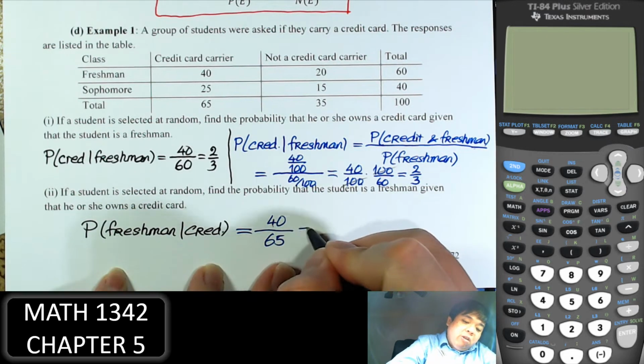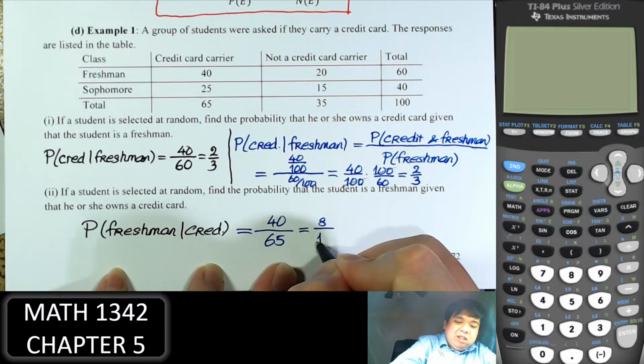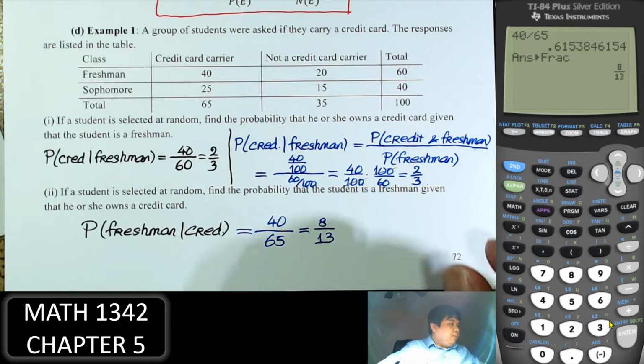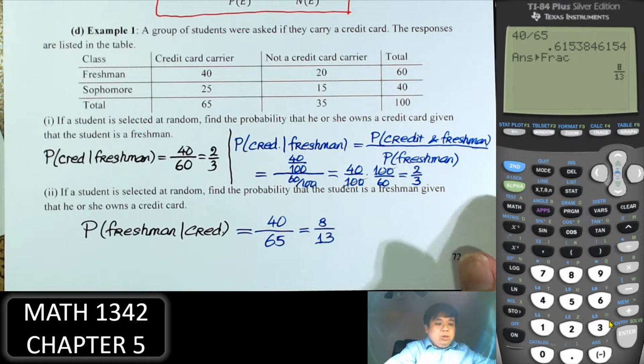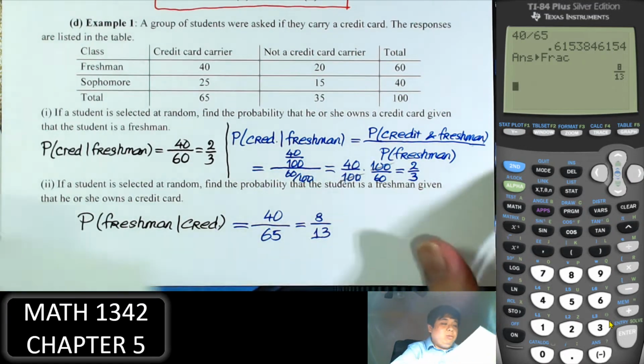If we divide by 5, that would be 8/13. Yeah, so just like that. So just count how many we have with a credit card, and out of those, how many are freshmen.